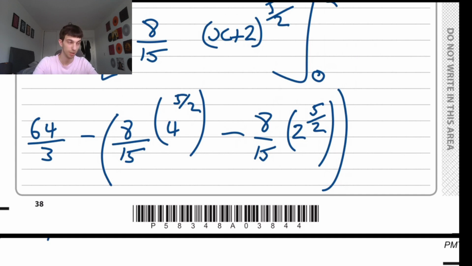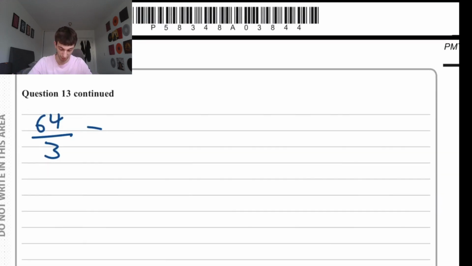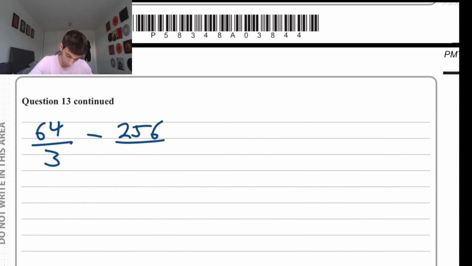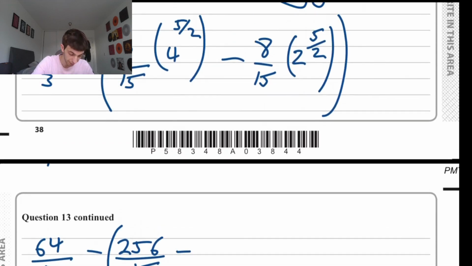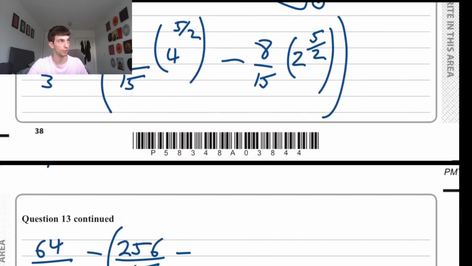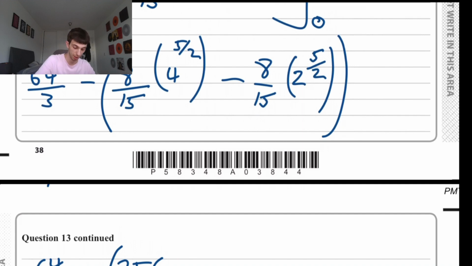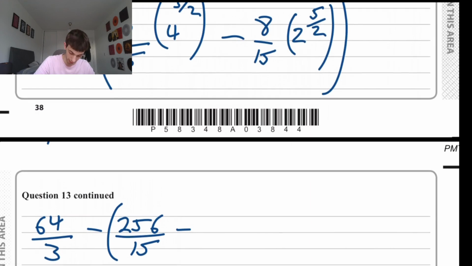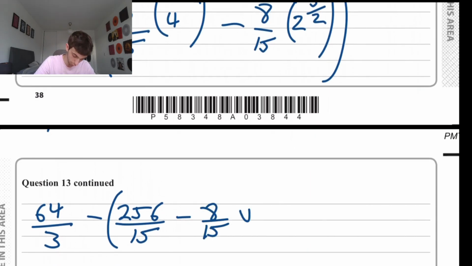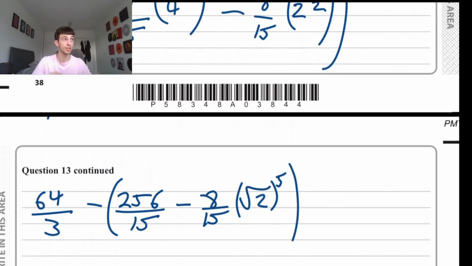I'm putting it in the calc. So what was that? That was 32 multiplied by 8. So that's 256. Answer divided by 15. So that's 256 over 15. And then we have minus 8 over 15 multiplied by 2 to the power of 5 over 2. 2 to the power of 5 over 2 is actually root 2 to the power of 5, which we had before when we were doing it by sub. So that's minus 8 over 15 root 2 to the power of 5. So root 2 to the power of 5, as we established before, is 4 root 2.